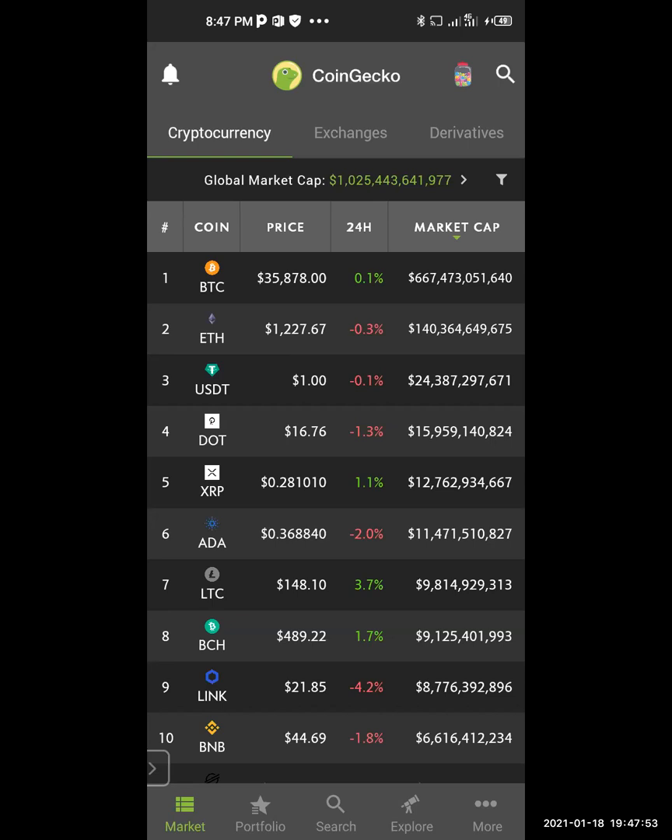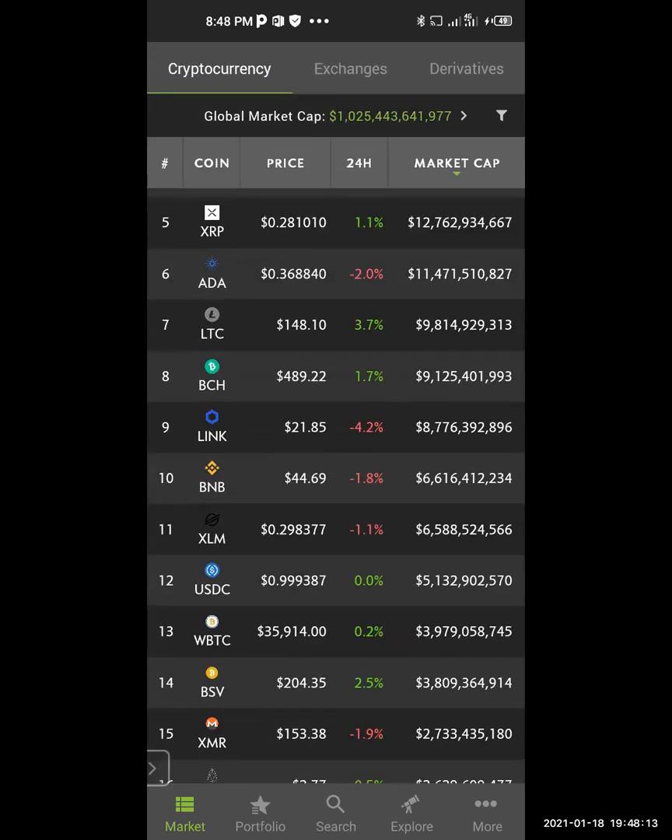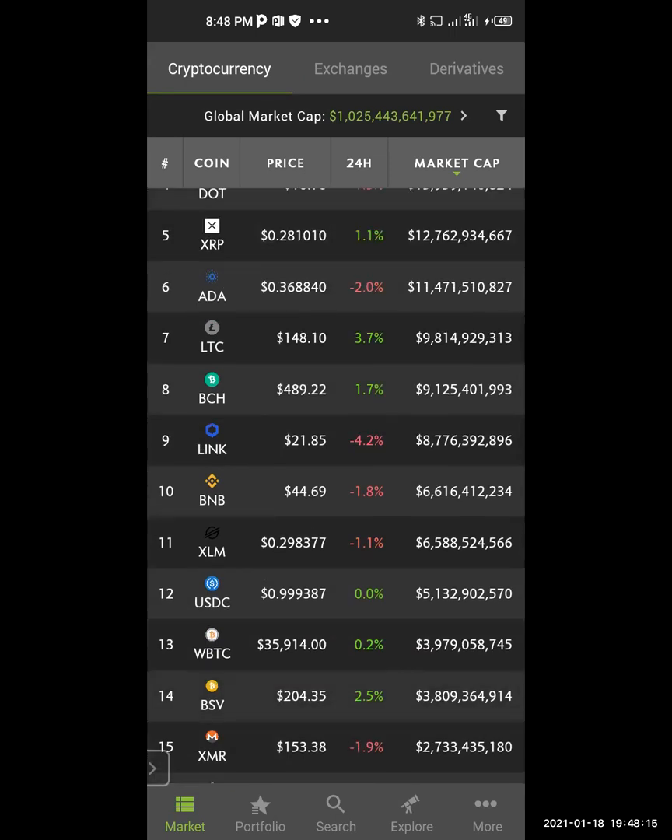Take for example Dot. I bought Dot from $1, $2, and Dot got to $14. That was when I sold. I bought my link at $1, $2.5. I'm still holding majority of my link. And link is trading now at $21. Now, as you can see in this app, this app is CoinGecko. You can use it to track the prices of your cryptocurrency and their websites and information about them.